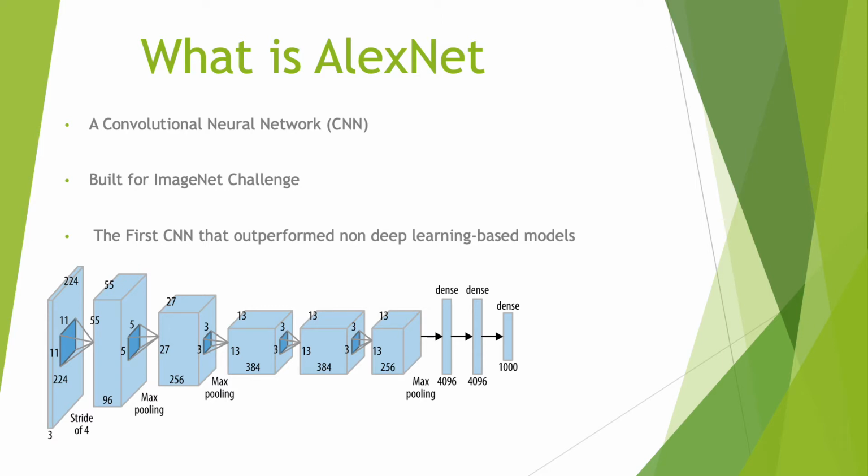First, let's talk about what is AlexNet. AlexNet is a convolutional neural network named after Alex Krizhevsky. It is built for ImageNet classification challenges. It is the first CNN that outperformed non-deep learning-based models on the ImageNet classification challenges.